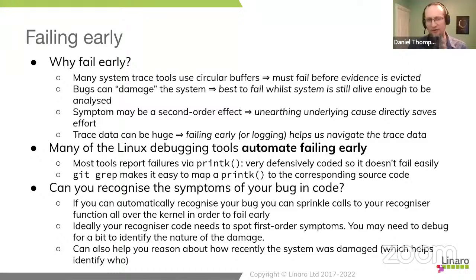There are a collection of reasons why we want to do that. The first is ultimately that a lot of our trace tools use circular buffers, particularly if you're an embedded system and your kernel messages are not being absorbed by the syslog daemon because there's no disk to put it on, then eventually the kernel dmesg buffer gets exhausted and we no longer have it anymore. So where we have circular buffers gathering our information, we have to manage to fail before we evict the evidence that we need to examine the system.